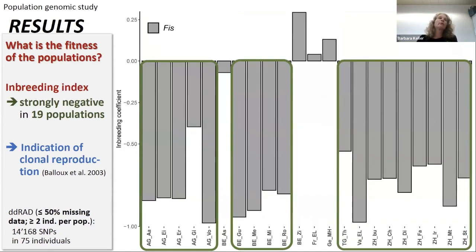Similarly, when we looked at the inbreeding index in the same populations, this inbreeding index was highly negative, which is again an indication of clonal reproduction.